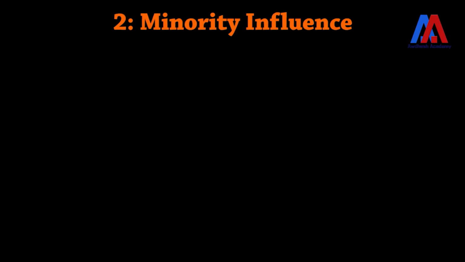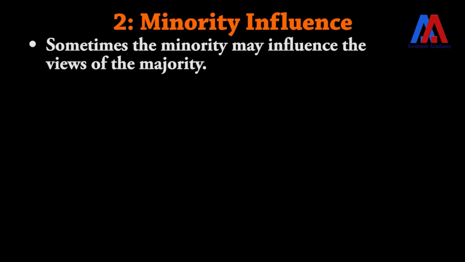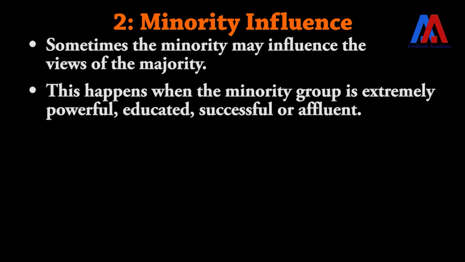The second important social influence is minority influence. Sometimes a minority may influence the view of the majority. While the majority may have persuasive value for others, sometimes the minority may have influence on the majority. This basically happens when there is a minority group which is extremely successful, educated, affluent or powerful. For example, somebody from the IITs or IIMs, or a big entrepreneur. In that situation, we get influenced by their views because we consider them very successful. So even though they may be small in number, they have considerable influence in society.